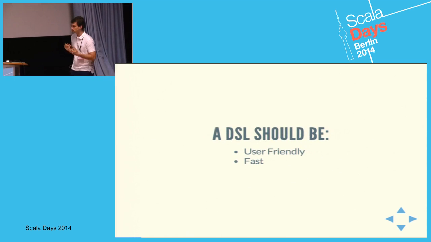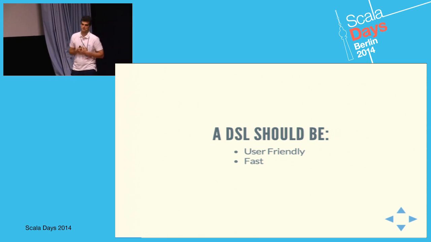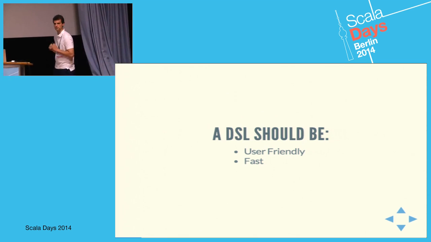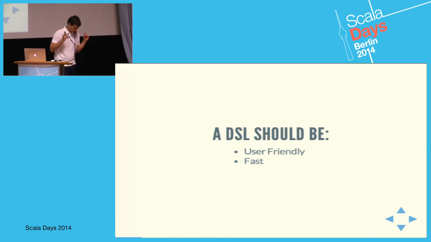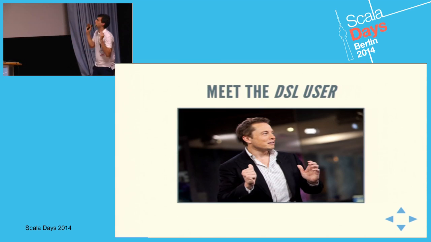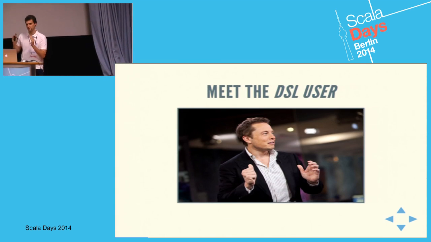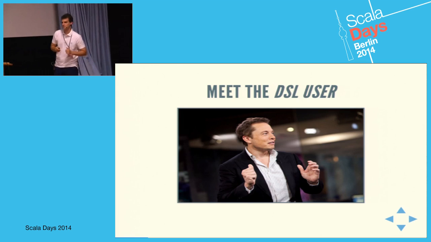So what is this DSL? It is for a DSL user. Essentially, this DSL should be user-friendly and fast. These are the two things. We'll simplify them into these two very concise things. When you think about who uses the DSL, I want you to think about everybody, this guy. You want this guy to use our DSLs, not some hacker or a scientist, like this guy. So it needs to be fast and beautiful.